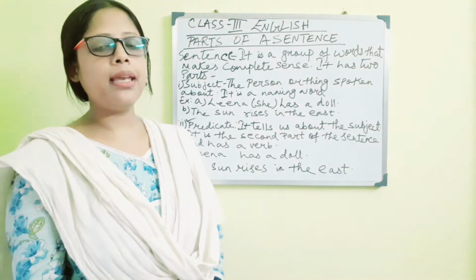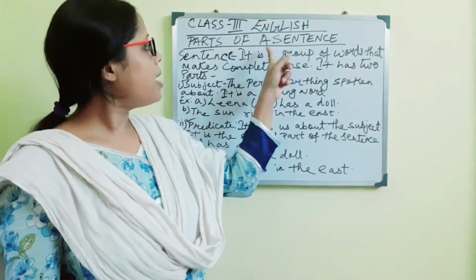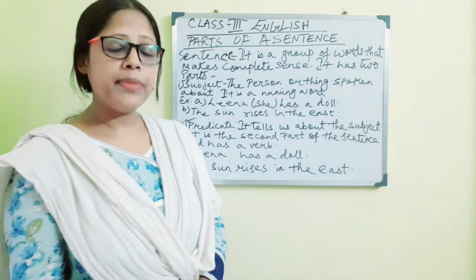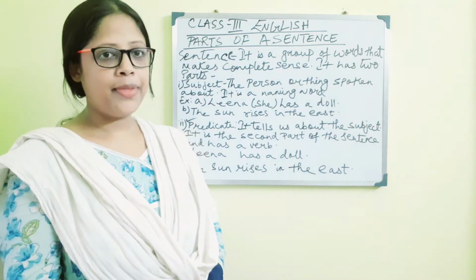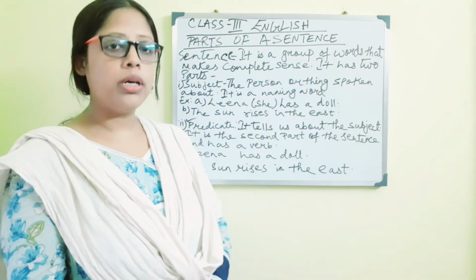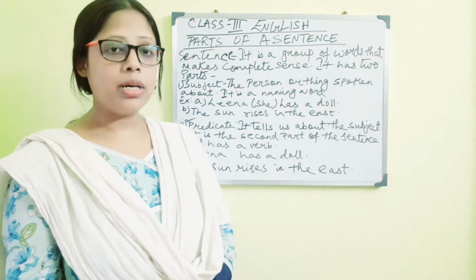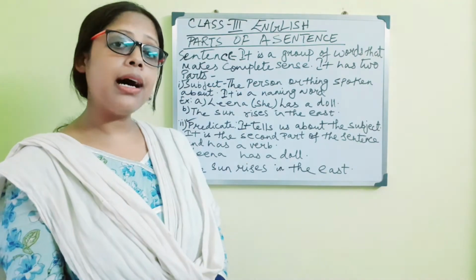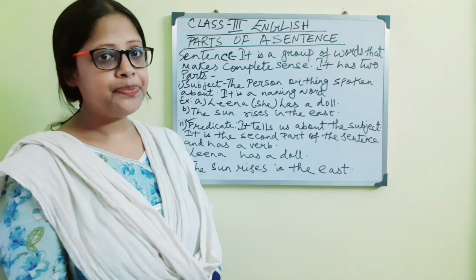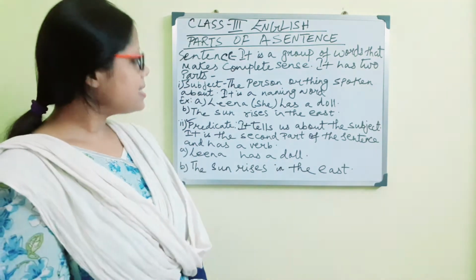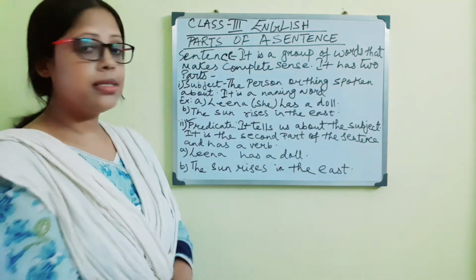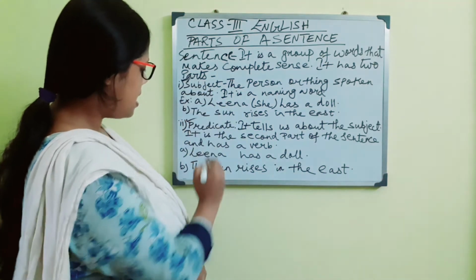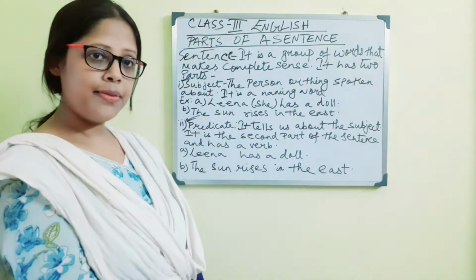Today I am going to begin a new chapter, that is parts of a sentence. So, first thing, let me tell you what is a sentence. A sentence is a set of words or a group of words that makes a complete sense or that gives us a complete meaning. Now, this sentence has two parts. And what are the two parts? One is the subject and the other one is the predicate.